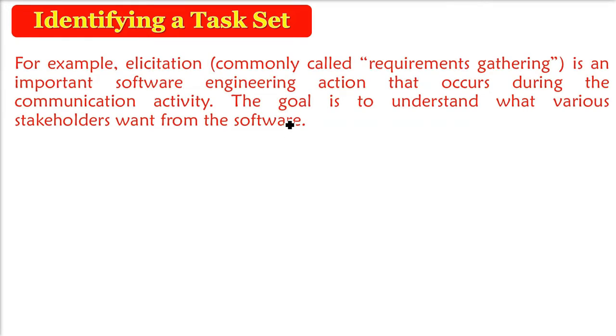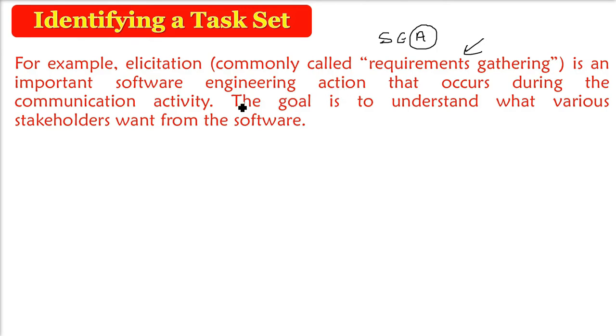Let me take an example. For example, elicitation. Now elicitation is an action. You can call it requirement gathering also. So this is a software engineering action which comes under the communication activity. We know how many activities there are. Normally we talk about 5 activities, from communication till deployment. So in this activity we have an action called elicitation.